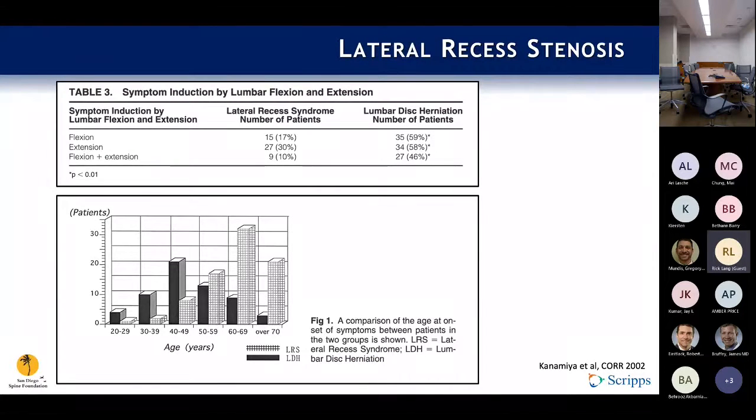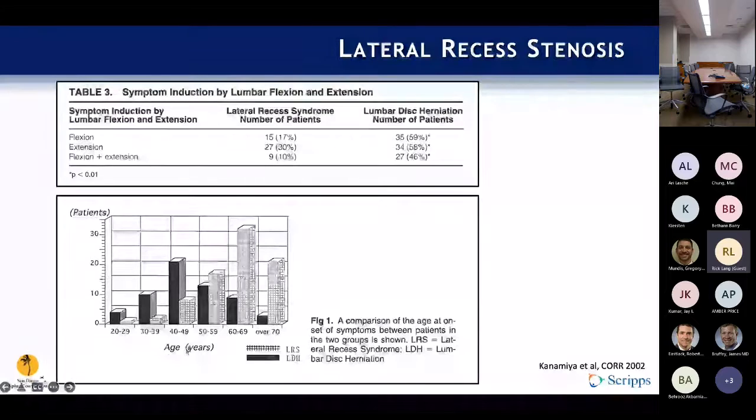This study out of Korea in 2002 looked at the difference in symptom induction by lumbar flexion and extension, and age. They found that if lateral recess stenosis was a result of facet hypertrophy, only 10 to 30% of patients had a difference in symptoms with flexion and extension. However, if it was due to disc herniation, you're going to find 50 to 60%. Many more patients are going to present with symptoms with lumbar flexion and extension. So there's a little bit of difference in the history taking that you may be able to discern. Obviously, we would find it on imaging as well, but there is a slight variance in presentation based upon the underlying pathology.